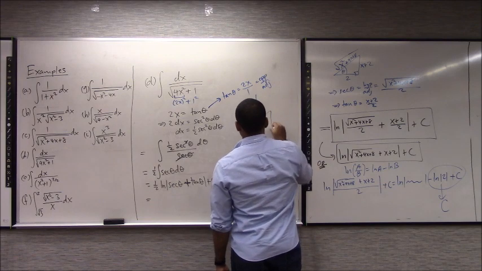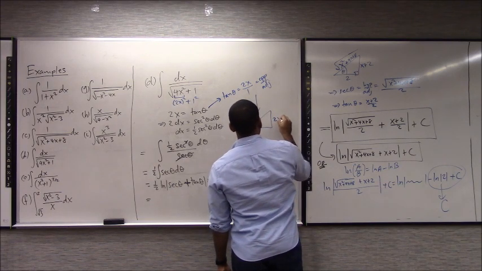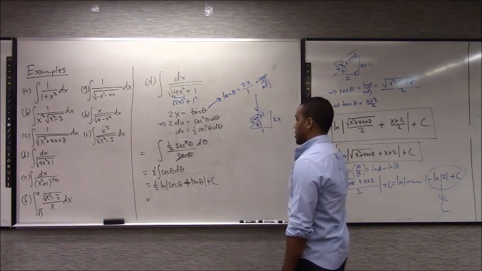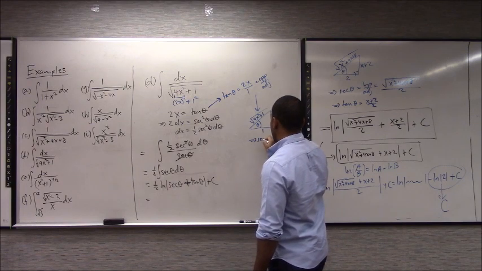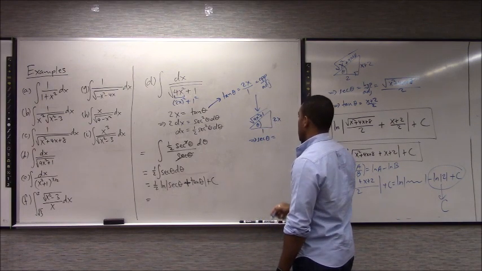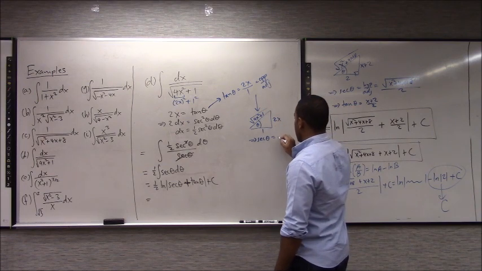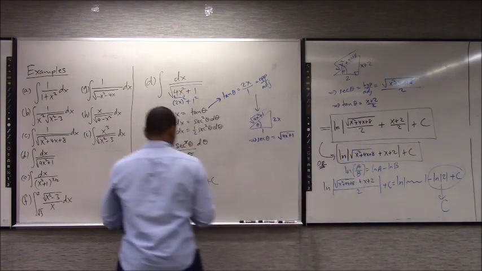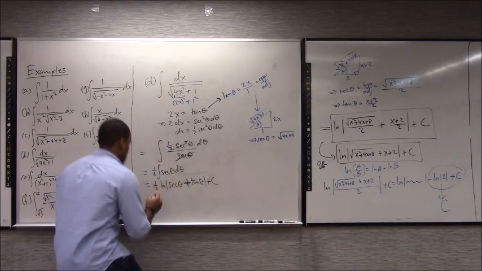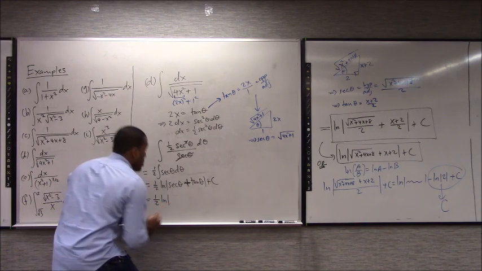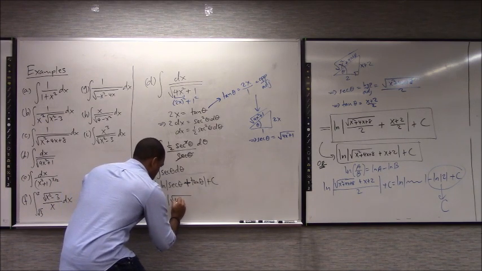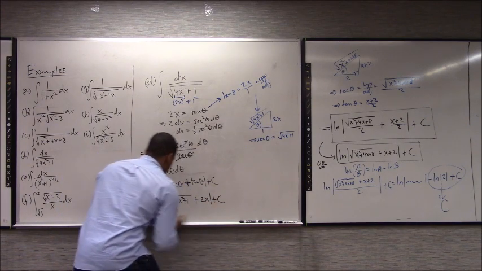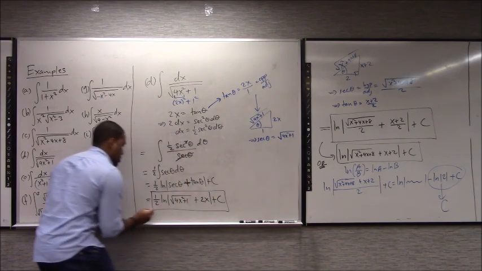That means I can draw a triangle with theta here. The opposite is 2x. The adjacent is 1. This would be the radical of the sum of the squares. So then my secant would be equal to hypotenuse over adjacent, the radical of 4x squared plus 1. So this would be 1/2 ln of the radical of 4x squared plus 1 plus tangent, which is 2x. Is that it?